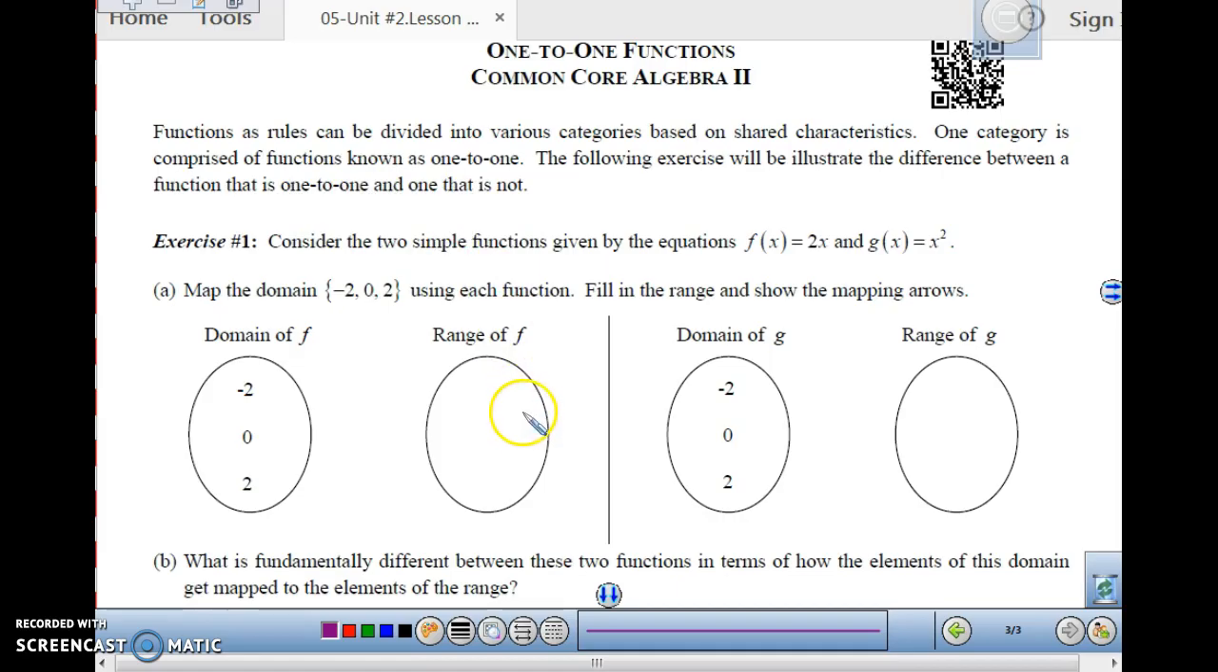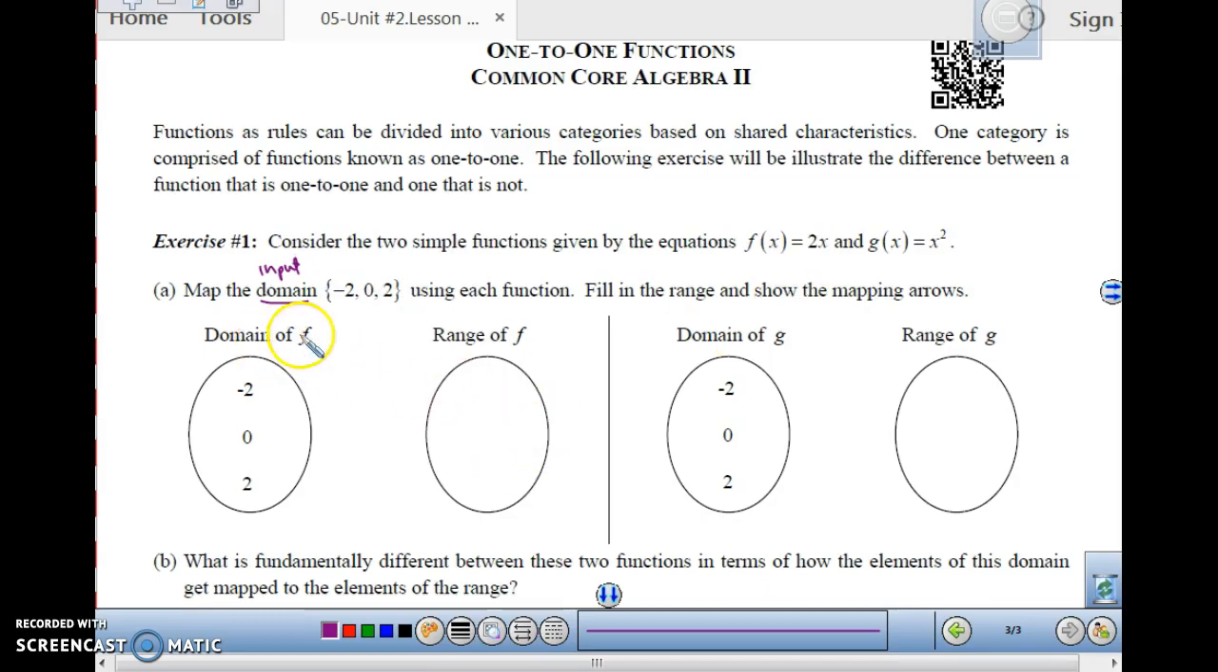All right, now think about what one-to-one means when we're going over this and see if you can figure out what the difference is. So we have two simple functions, f of x equals 2x, and g of x equals x squared. For part A, it says map the domain -2, 0, 2 using each function. Fill in the range and show the mapping arrows. Okay, so first of all, let's review. What is a domain? Those are your inputs, or your x values. So your inputs here, you want to find the outputs using -2, 0, and 2 in each function.